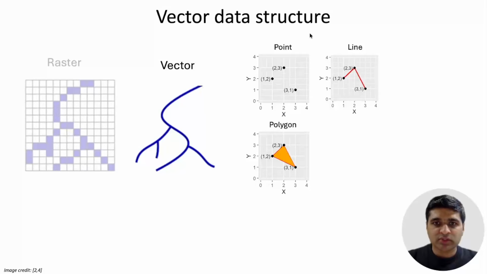Vector data is best for features with clear shape and for making accurate length and area measurements, while raster works well for continuous data spread over space. Both data types are important and together they give GIS the flexibility to represent Earth in digital form.